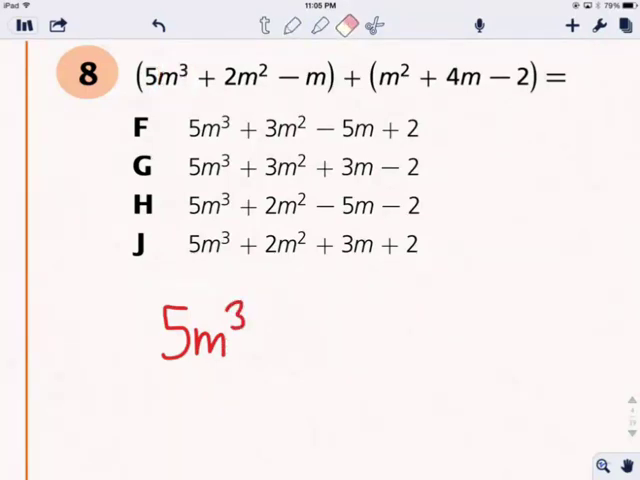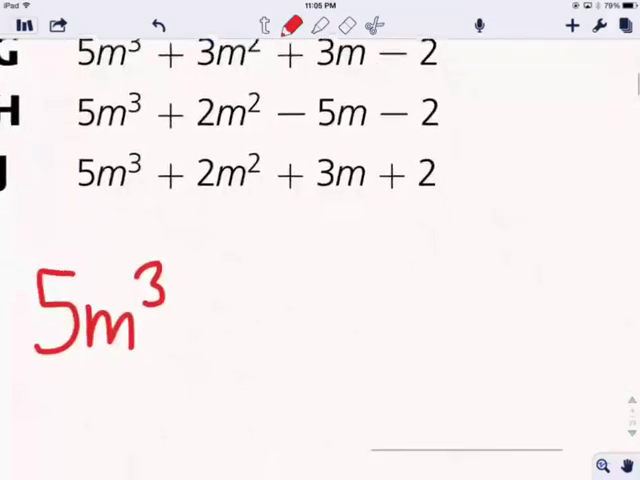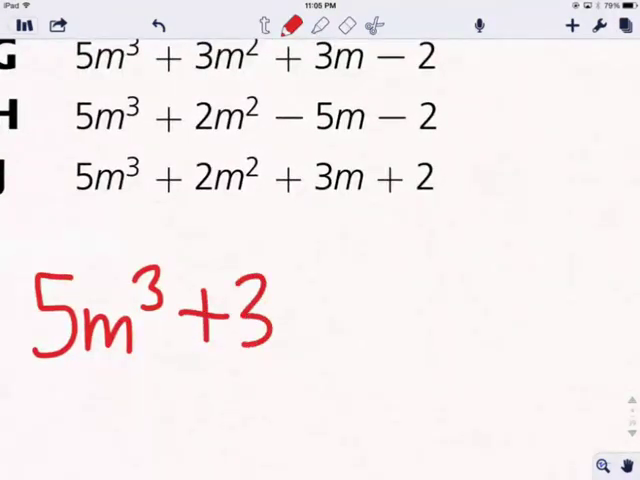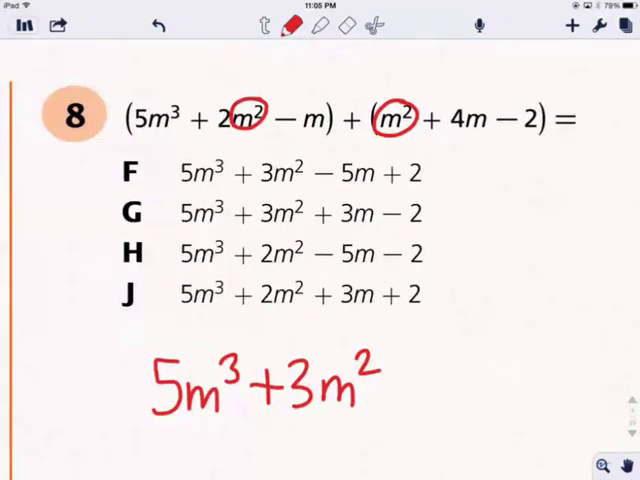All right, now let's look at the m squareds. We have an m squared here and an m squared here. We're adding them together. Notice that this is 2 over here, and this is an invisible 1. So 2m squared plus 1m squared gives 3m squared. So that is the next term. Notice that already we can mark out answer choices H and J.